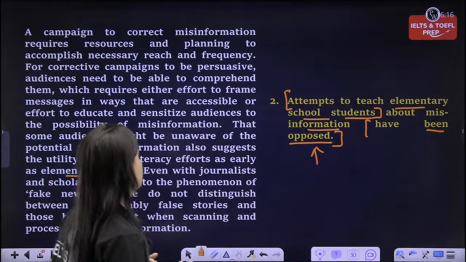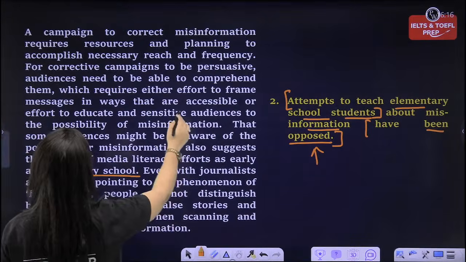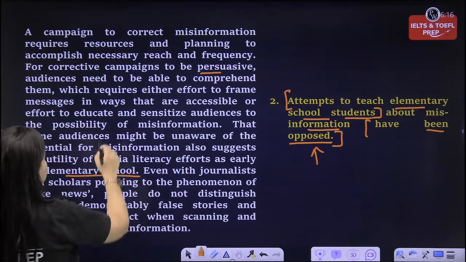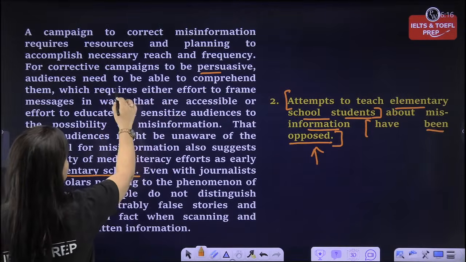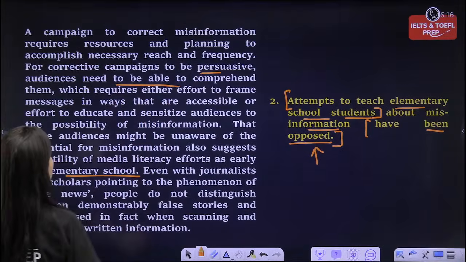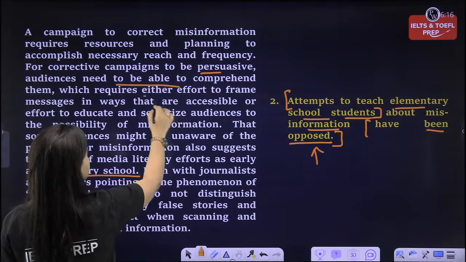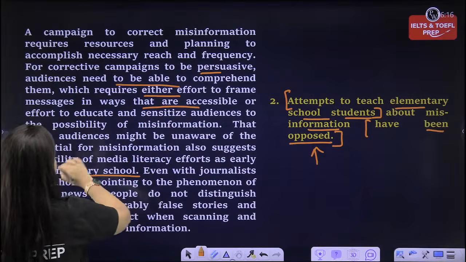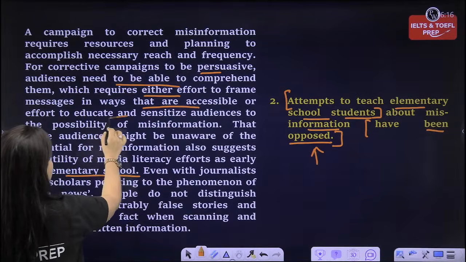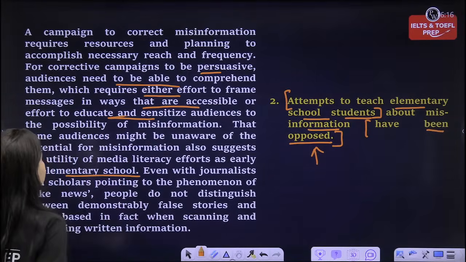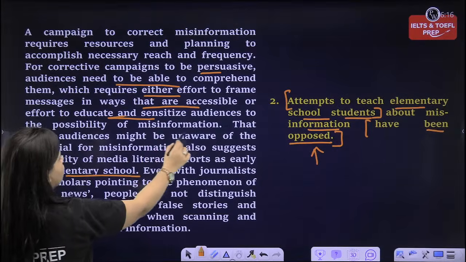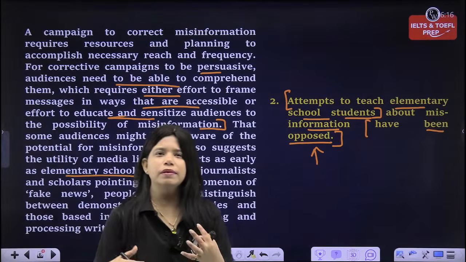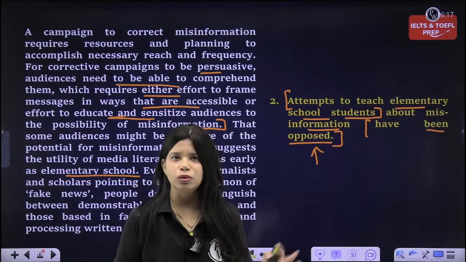Let's find out. So till here we had read already that these campaigns need to be persuasive. If they have to be persuasive, audiences need to be able to comprehend them, which requires either effort to frame messages in ways that are accessible or effort to educate and sensitize audiences to the possibility of misinformation. Till here, it's not relevant because they are just not talking about elementary school students here.